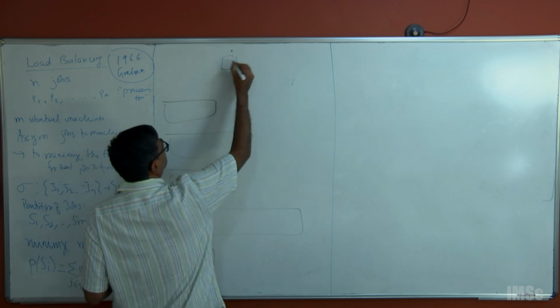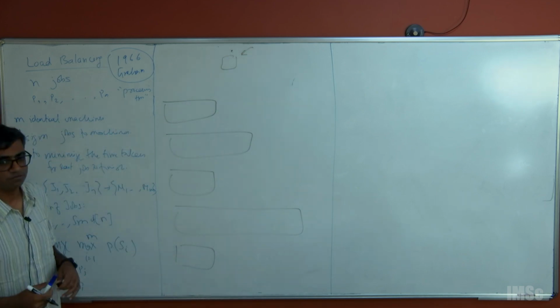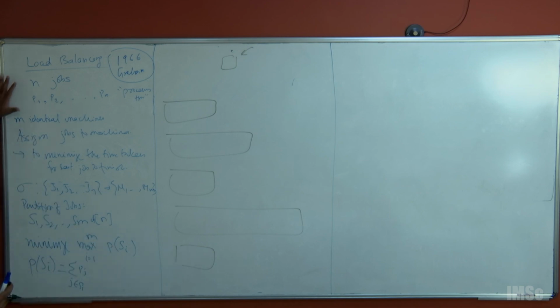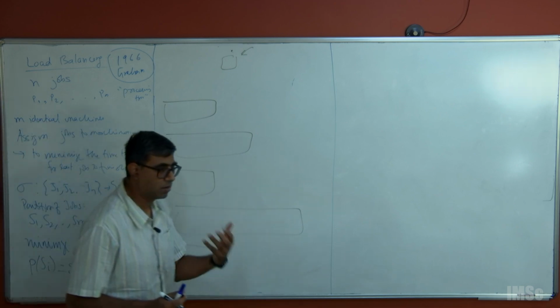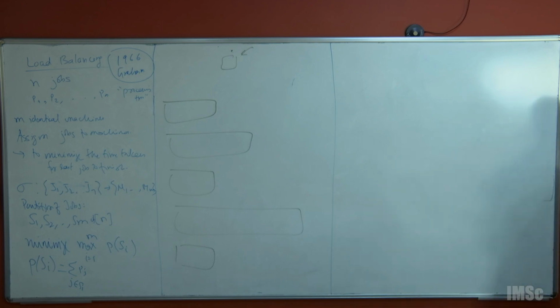A new job comes, and now you need to allocate it to one of your machines. What will you do? There will be some n jobs, but you have not seen them. They are coming one by one, and the moment one comes, you have to make a decision where to allocate it or where to schedule its processing. So what will you do?